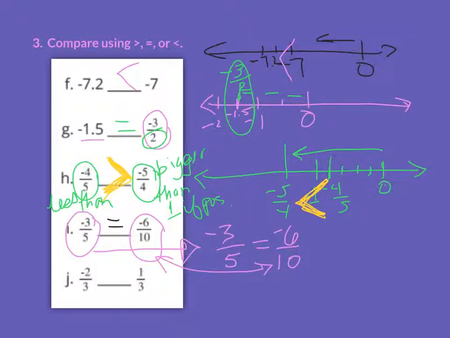And the next one, I've got negative 2/3 and positive 1/3. Well, when I've got a negative and a positive, it becomes pretty obvious. But again, I'm going to write it here for us. So when I look at this, I can very easily see that negative 2/3 is to the left of 1/3. So I know that 1/3 is larger. And when I come over here, I've got my less than sign.